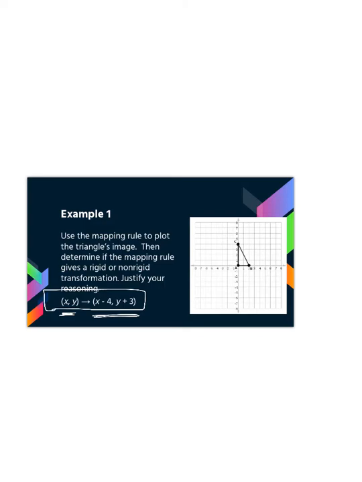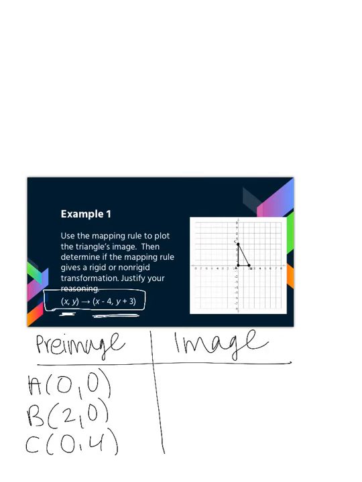And so what we're seeing here is the mapping rule states that (x, y) goes to (x minus 4, y plus 3). So we know that for all of the points on the triangle, the pre-image, we're taking the coordinates, and for the x coordinates we subtract 4, and for the y coordinates we add 3. So in order to do this, we can find the coordinates of our pre-image and then apply this rule. Notice that I created a table just to help me organize my work. So I noticed from my graph that my pre-image coordinates A, B, and C are located at (0, 0), (2, 0), and (0, 4) respectively.